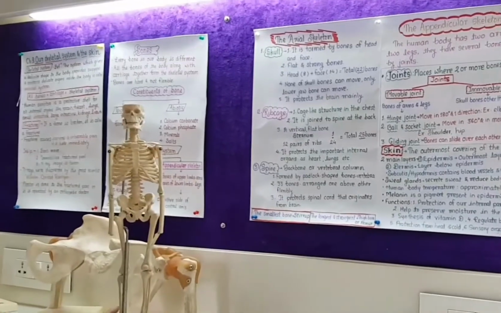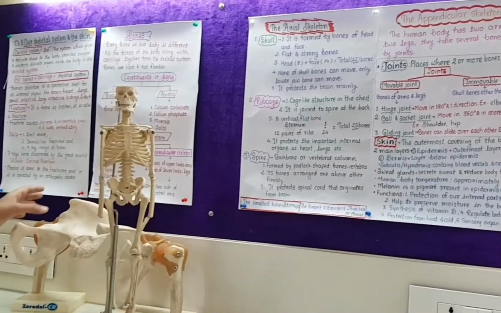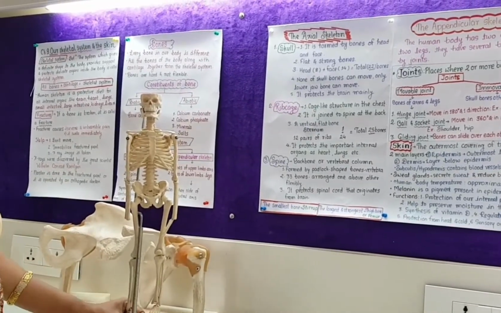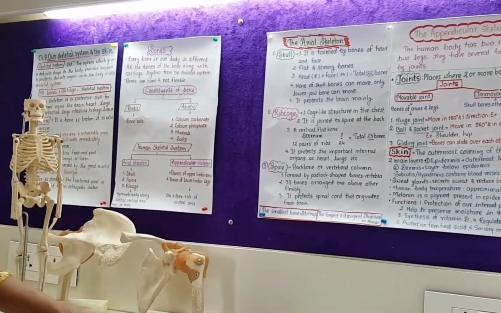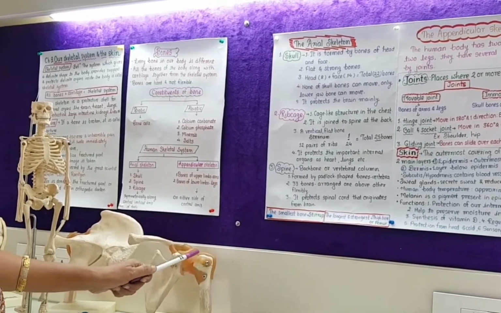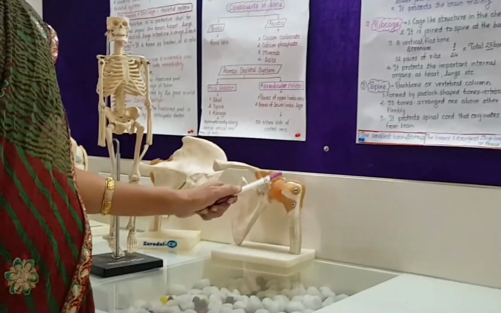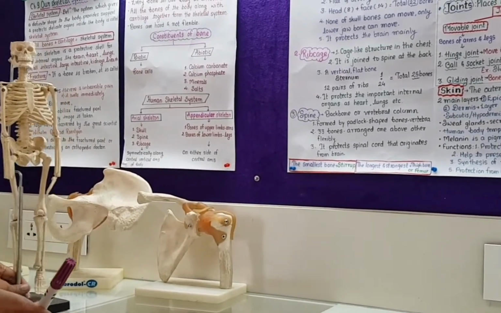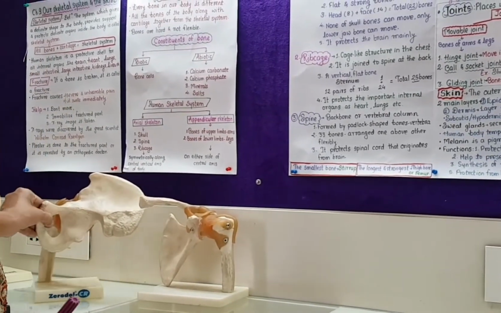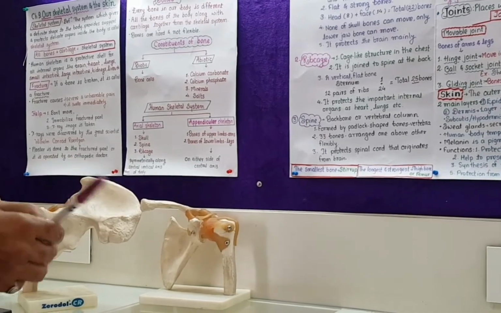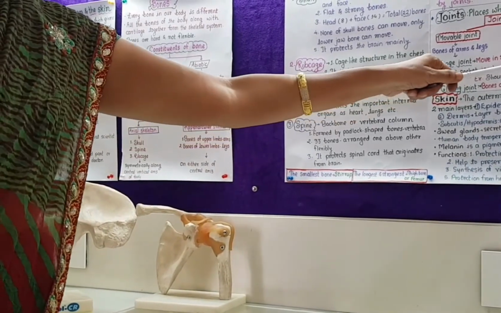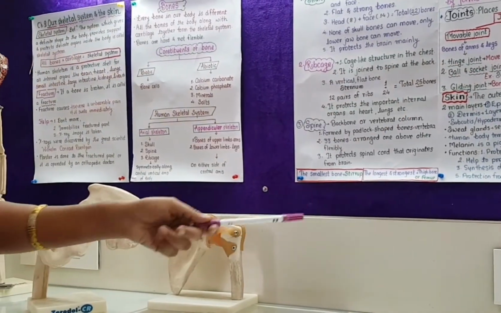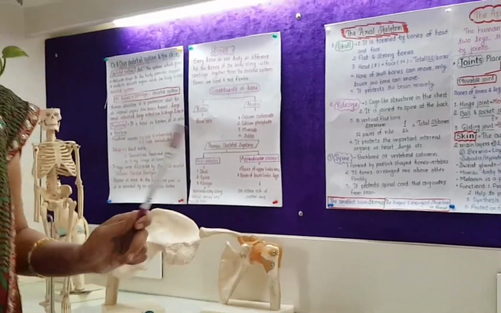Now ball and socket joint, Ukhlicha Sandha. See, you can see here, this is the shoulder bone, clavicle, and this is the hip bone. These two are the examples of ball and socket joint. It moves in 360 degree and in more directions.